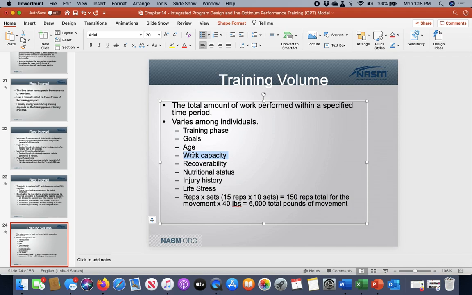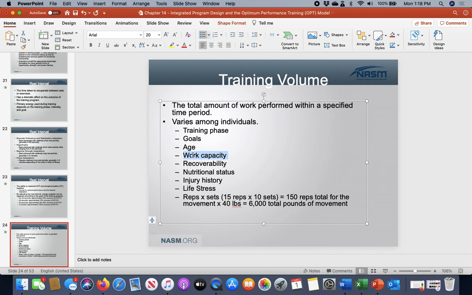All right, if you're working with bodybuilders, their recoverability and their nutritional status are very, very scary as they get closer to competition, and then their soft tissue starts to really decline. Well, at that point, the training volume has to go down to avoid injury, and then that leads you into injury history. If you're more prone to injury, then your volume needs to be dictated at a lower level.